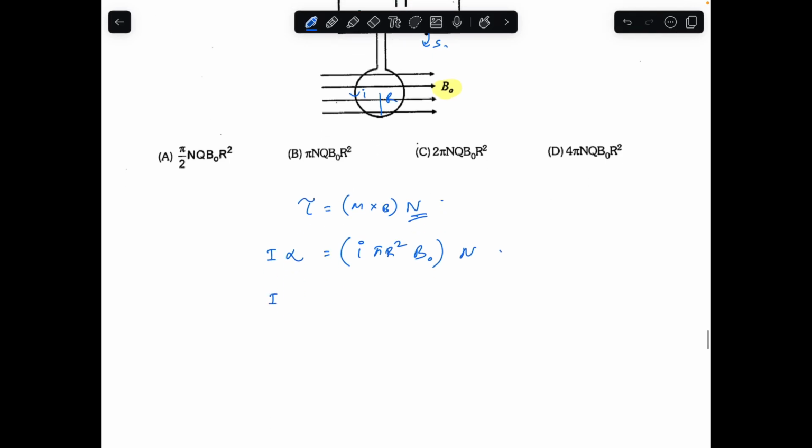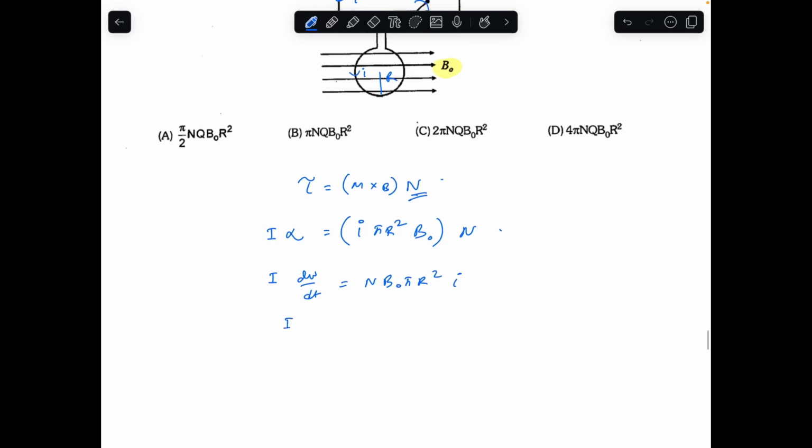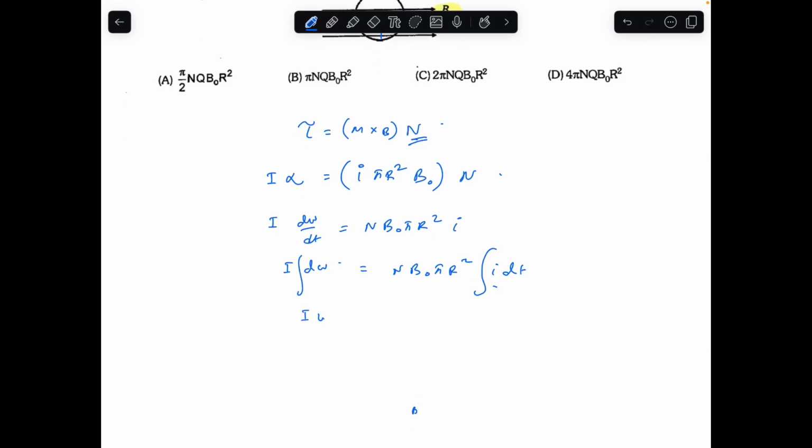I alpha. So I dω by dt equals n B₀ πr² I. So I dω equals n B₀ πr² I dt. If I integrate, integration of I dt will be what? Q. So Iω equals n B₀ πr² Q₀. This is Q₀, the integration of I dt.